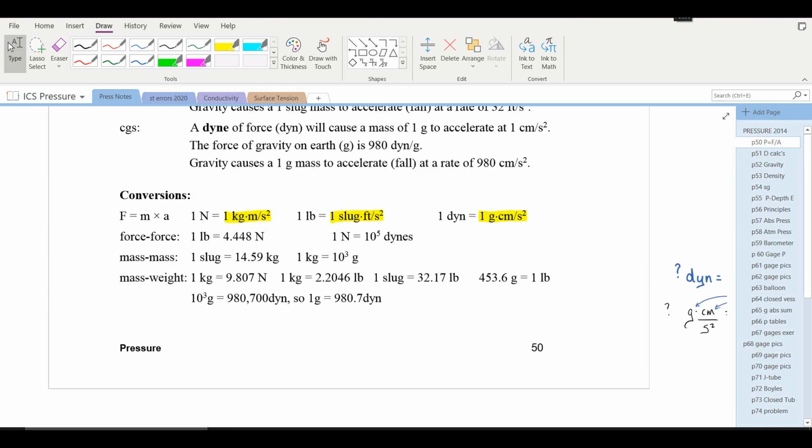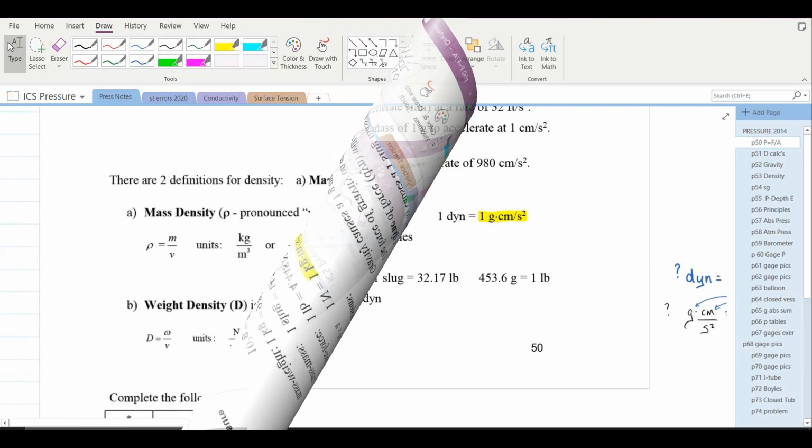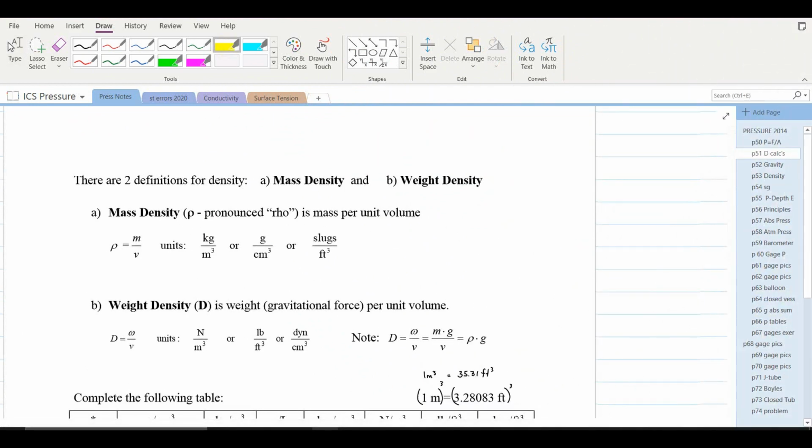Let's look at page 51. Density. There are actually 2 kinds of density. We have mass density and weight density. And mass density uses the Greek letter rho. It looks like a P in English. And it has units of mass per volume. So rho is mass over volume. We'd have units of kilograms per cubic meter in the SI system, grams per cubic centimeter in the CGS system, or slugs per cubic foot in the British system.